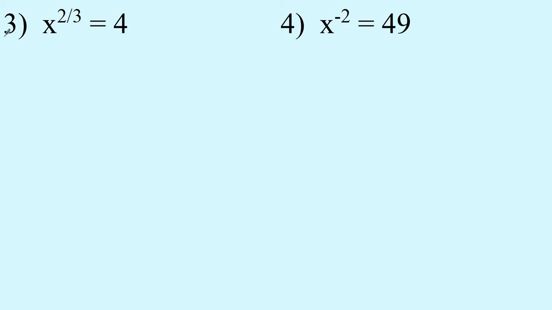All right, so here for number 3, okay, one way of looking at it is saying the cube root of x squared equals 4. Therefore, 4 cubed is x squared. So that's just, let's see, 64. And then all we need to do here is take the square root.